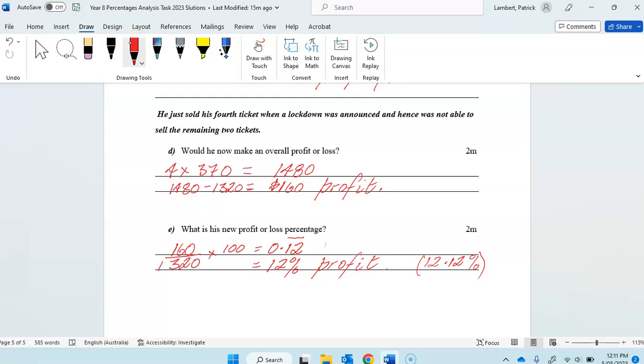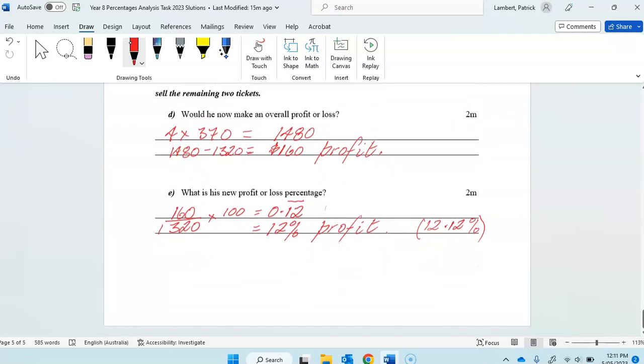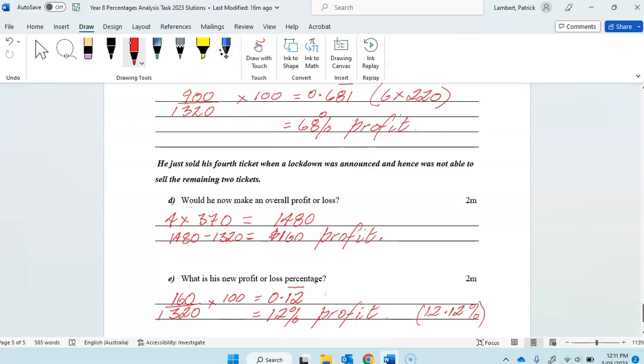Then comes 0.12 recurring. 12% is his new profit, or 12.12 precisely, but happy if you round it off to 12%. So, gentlemen, there we go.